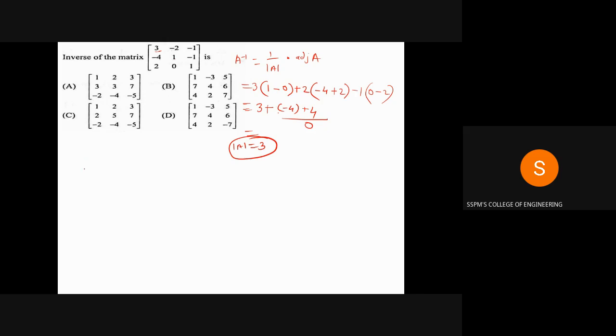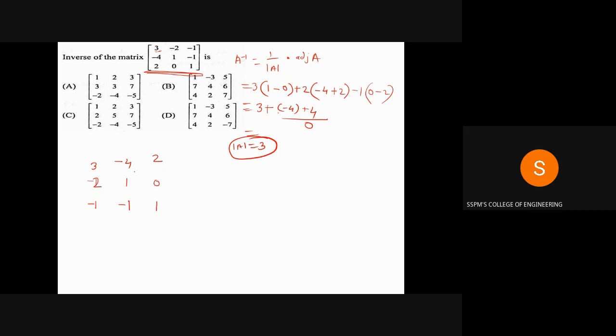I already learned how to find the adjoint in a simple way. First, this is the matrix given in the example. We will write its transpose. How do we write it? The first row will be written as the first column: 3, minus 2, minus 1. Then the second row will be written as the second column: minus 4, 1, minus 1. And the third row is 2, 0, 1.